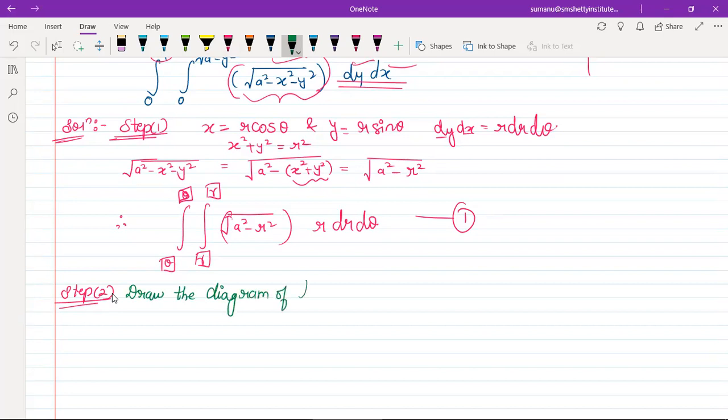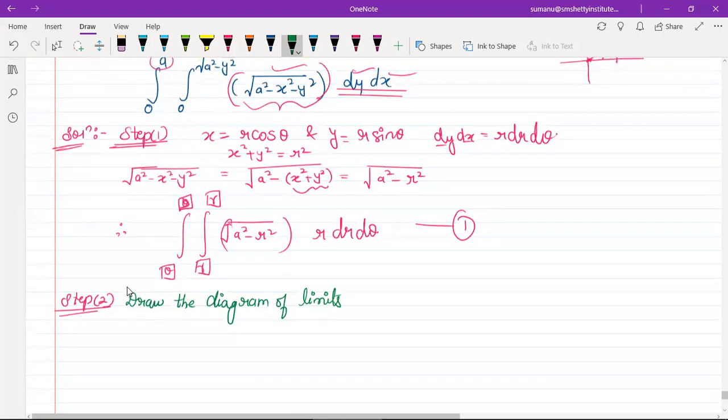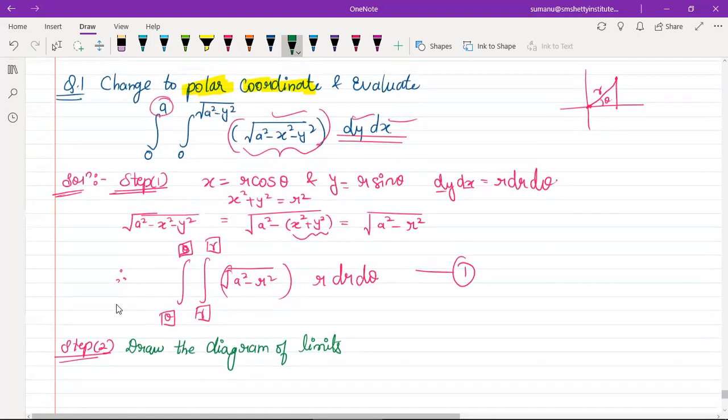Considering the given equation, we need to draw the diagram of the limits. Which limit am I talking about? Look at the inside limit in the question: the square root of a square minus y square, inside the y integral.